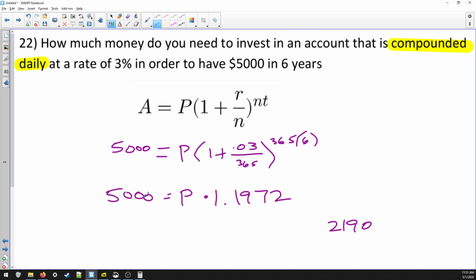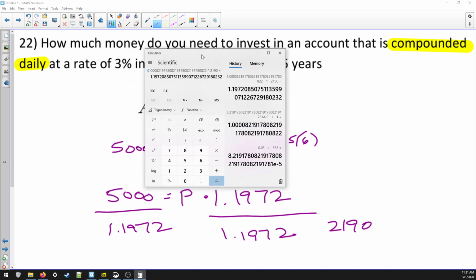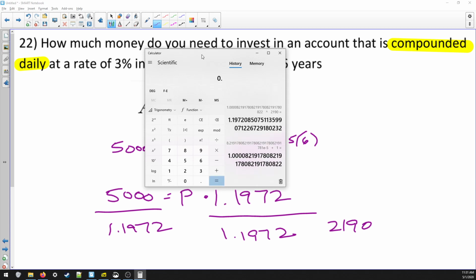Whenever something's being multiplied by a variable, just get rid of it by dividing. So I'm going to divide this by 1.1972, which means I have to do the same thing on the other side: 1.1972. Let's bring my calculator back. Now I'm going to do 5,000 divided by 1.1972. Oops, let's try that again. Oh, here it is. All right, so this number right here, 4176.